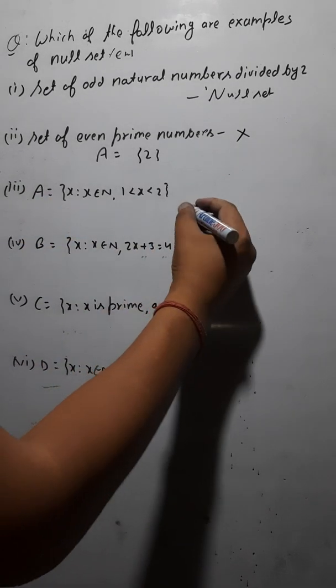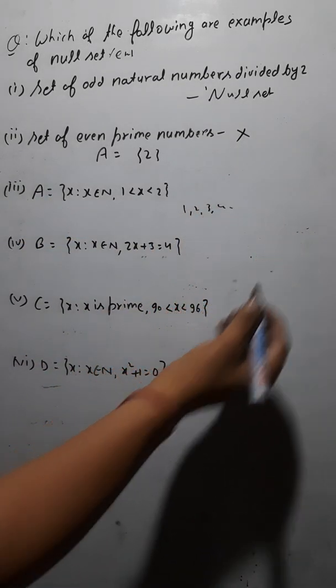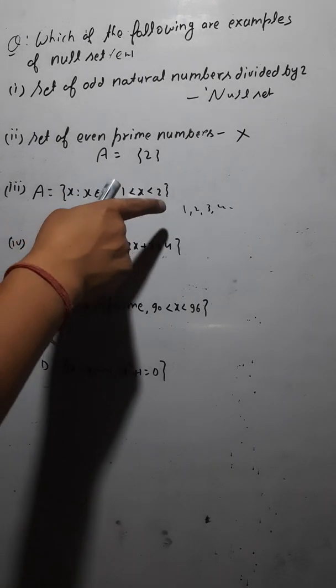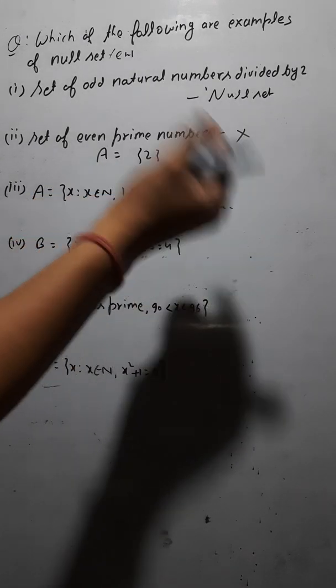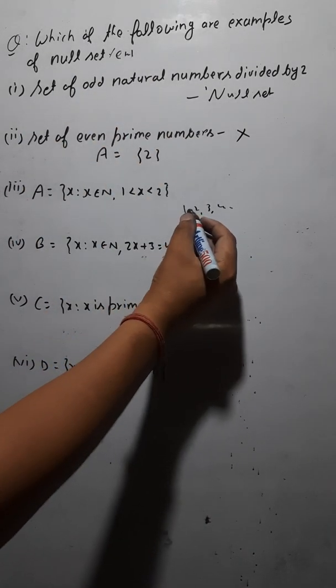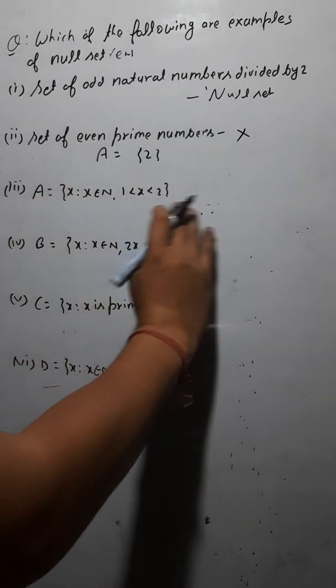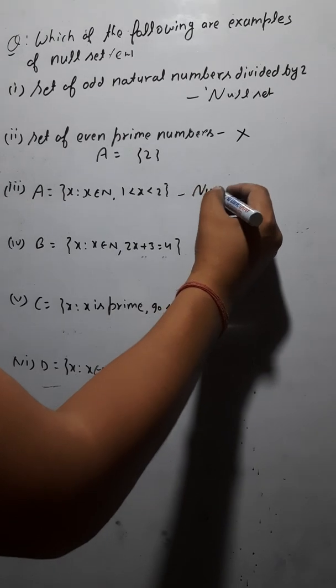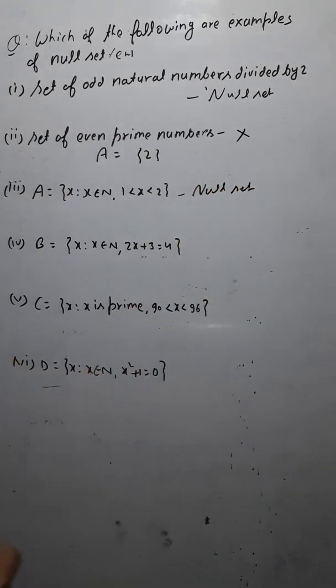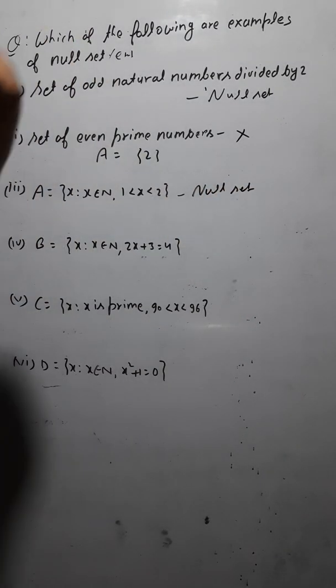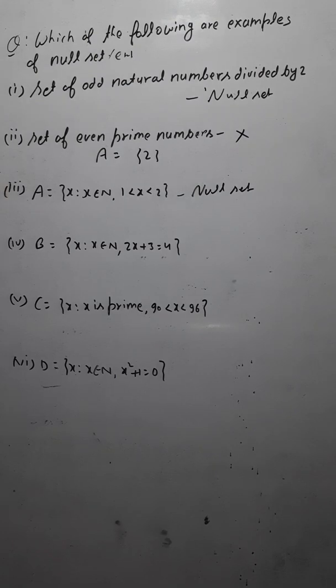We have the natural numbers 1, 2, 3, 4, 5. So here, is there a number which is greater than 1 and less than 2? There is no such number. So this would be an example of null set, or you can say empty set. So set A would be a null set. You are not going to have any element in the set A.